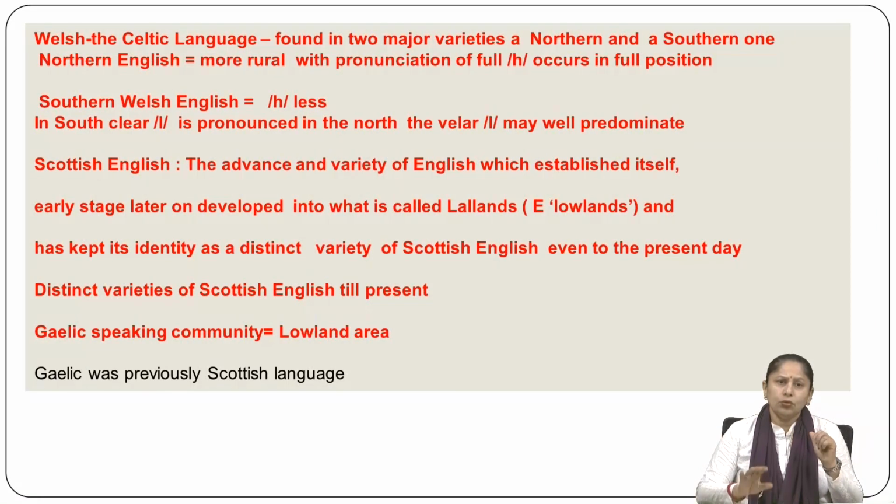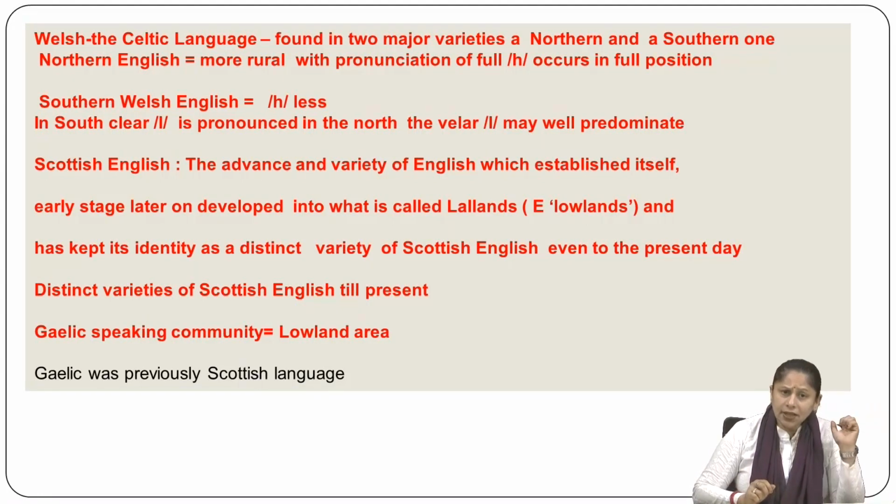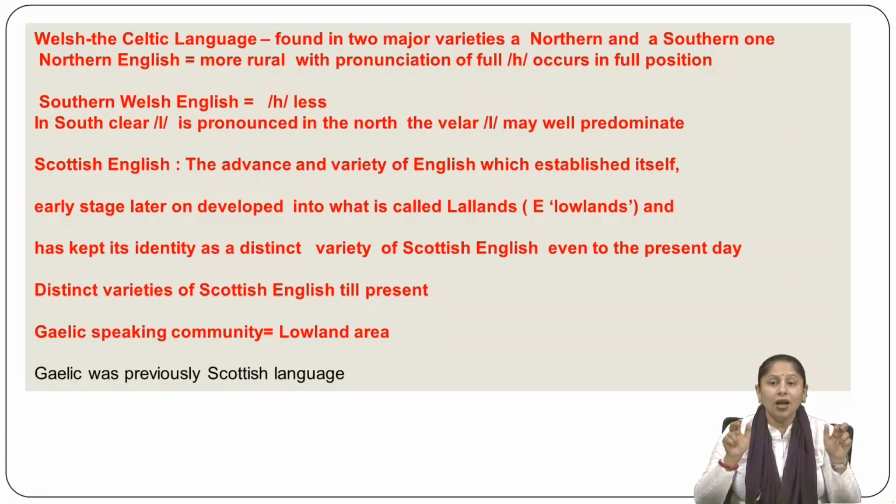Look, Welsh, the Celtic language, is found in two major varieties, northern and southern. Northern Welsh English is more rural, with the pronunciation of h occurring in initial position. Southern Welsh English is h-less. As it is the rural one, it uses h, and as it is the urban one, Southern Welsh English, it is h-less.